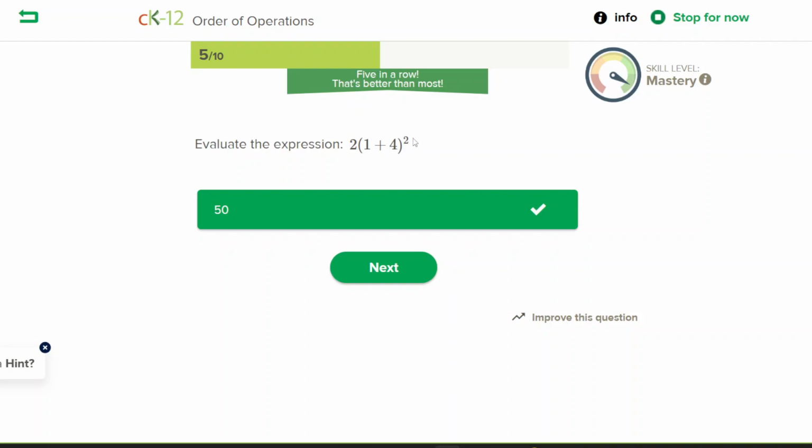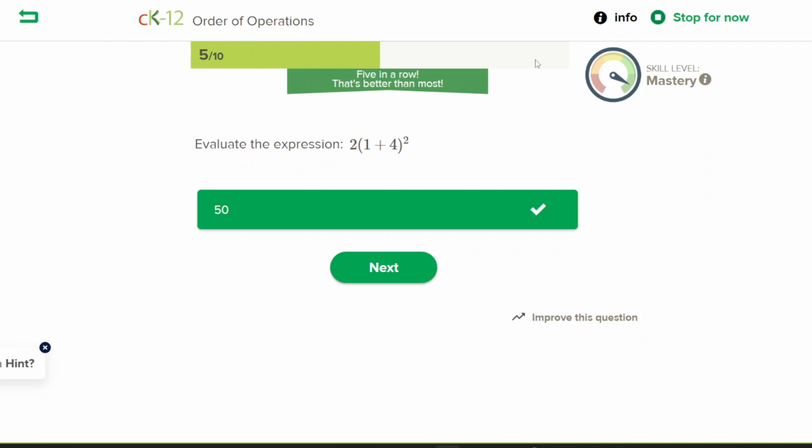And then are there any exponents? Yes, you evaluate the exponents, raise something to the powers, and then multiply and divide from left to right, and then finally adding and subtracting from left to right. Then if you're following that recipe perfectly every single time, you should get the correct value of the expression every single time. And I hope this helped.